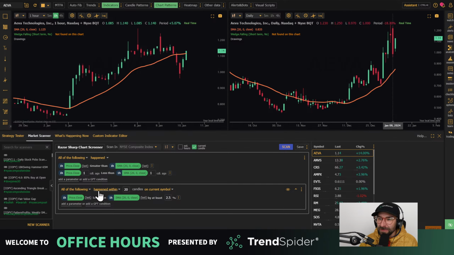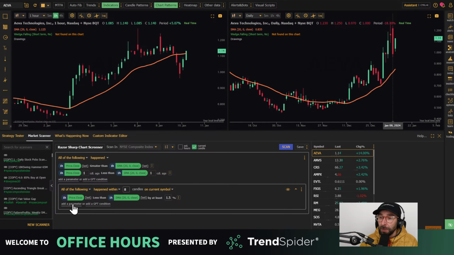But you have to define it differently than you're defining this stuff, because we're saying happened within, right? We're saying happened within the past 20 candles, price closed less than this 20 SMA by at least 2.5%. And maybe this is too much. Maybe you want it to be 1% or 1.5%, whatever. And maybe you want it to have happened within the past 8 candles. I don't know. But we're defining this condition differently than we're defining these conditions.